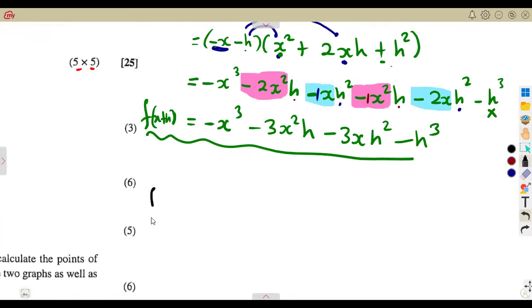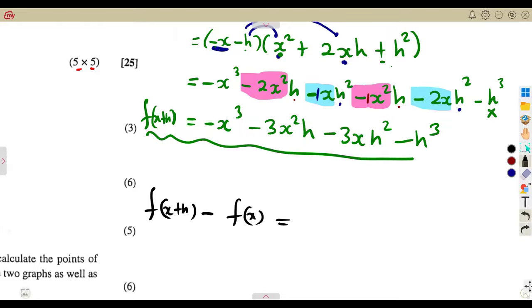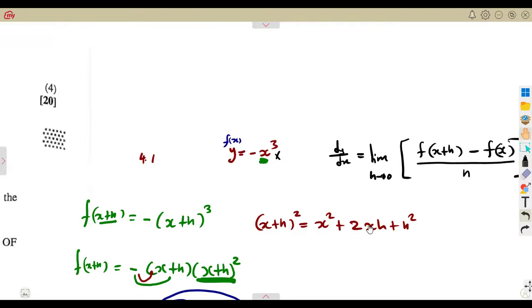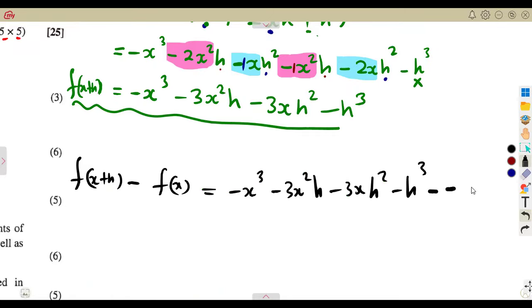So let's find f of x plus h minus f of x, because it's already there in our formula. So f of x plus h minus f of x simply means on this f of x plus h that we are seeing here, you're going to subtract f of x, which is minus x cubed. Okay, so let's subtract. You can even simplify that aside. Minus x cubed minus 3x squared h minus 3x h squared minus h cubed. So you're going to subtract the f of x, which is minus x cubed. Remember, f of x was what? x cubed. This one. It's your f of x.